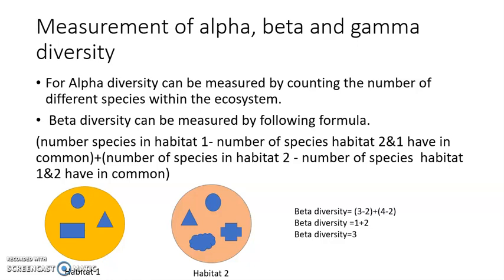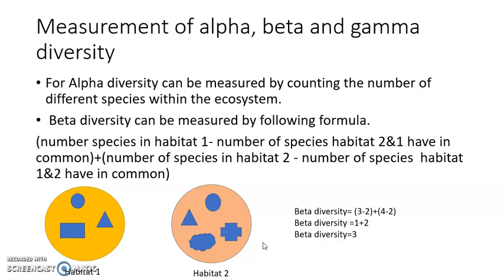Alpha diversity is the species richness in a confined area or a geographical location. If we talk about habitat 1, please take these different shapes as different species. The species richness of habitat 1 is 3, so the alpha diversity of habitat 1 is 3. While in habitat 2, there are 4 different species, 4 different shapes. So the species richness of habitat 2 is 4, and the alpha diversity of habitat 2 is 4.